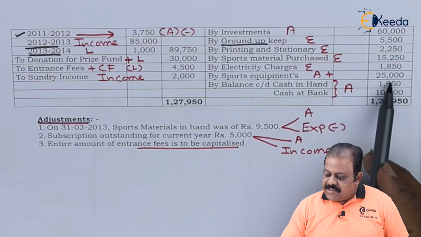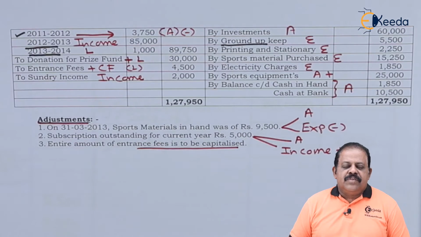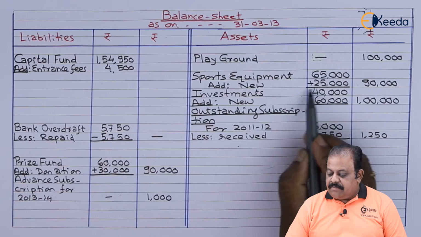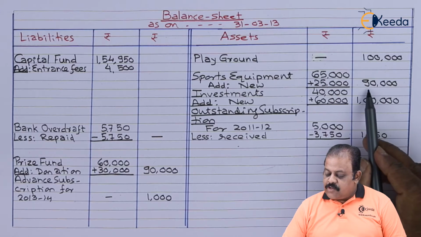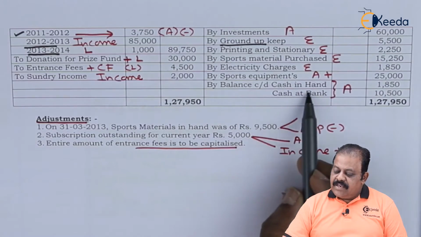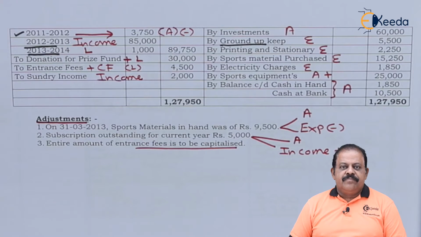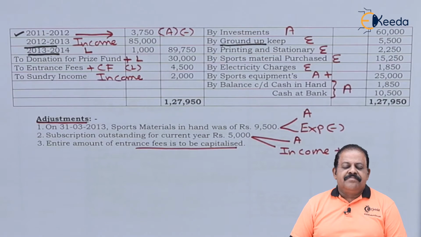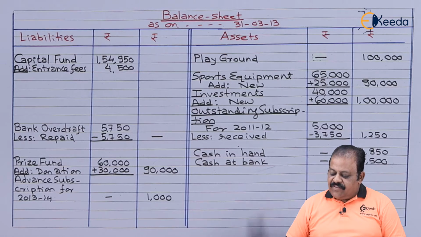Sports equipment purchase 25,000. This will be recorded on asset side. On asset side, sports equipment purchase is added. Total sports equipment now 90,000. Next we have closing cash in hand 1,850. This will be recorded on asset side. Closing cash at bank 10,500. This also will be recorded on asset side in balance sheet. Cash in hand 1,850. Cash at bank 10,500.